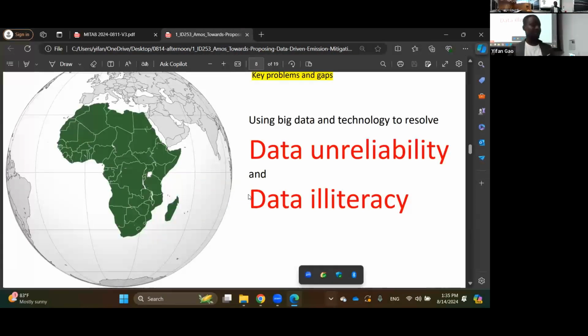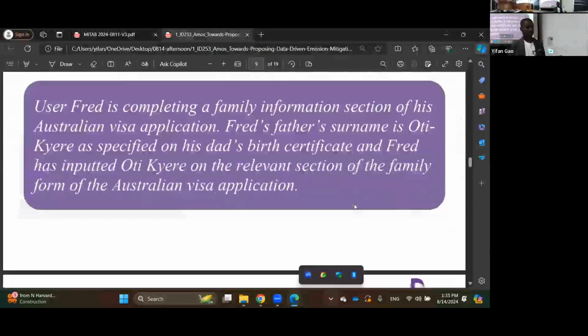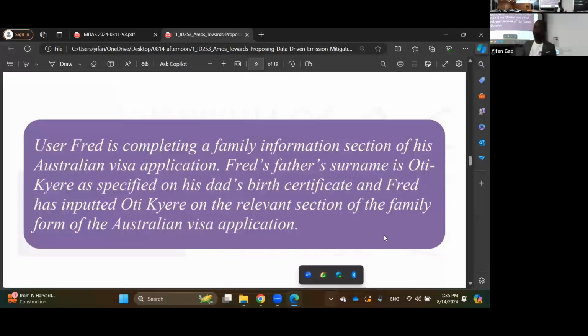First, data is not reliable. And two, when you ask for data, even from educated people, you find that they are highly illiterate. They don't even know how to provide the data. And I will show examples to you. I have on my screen an example. This is tied to household level data.